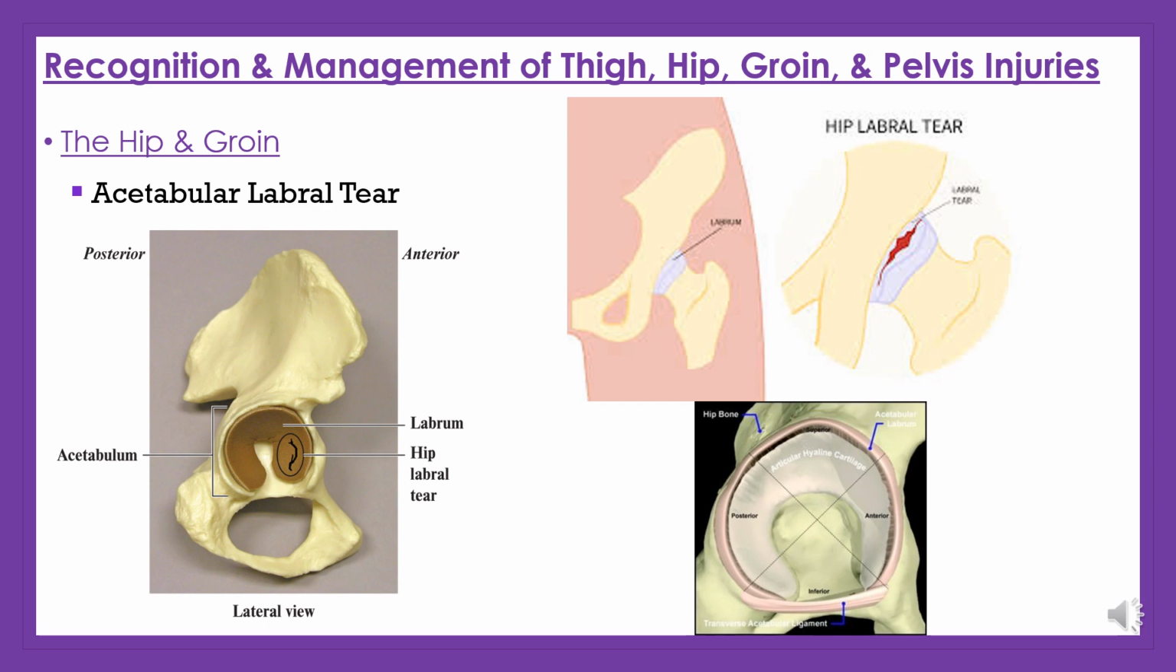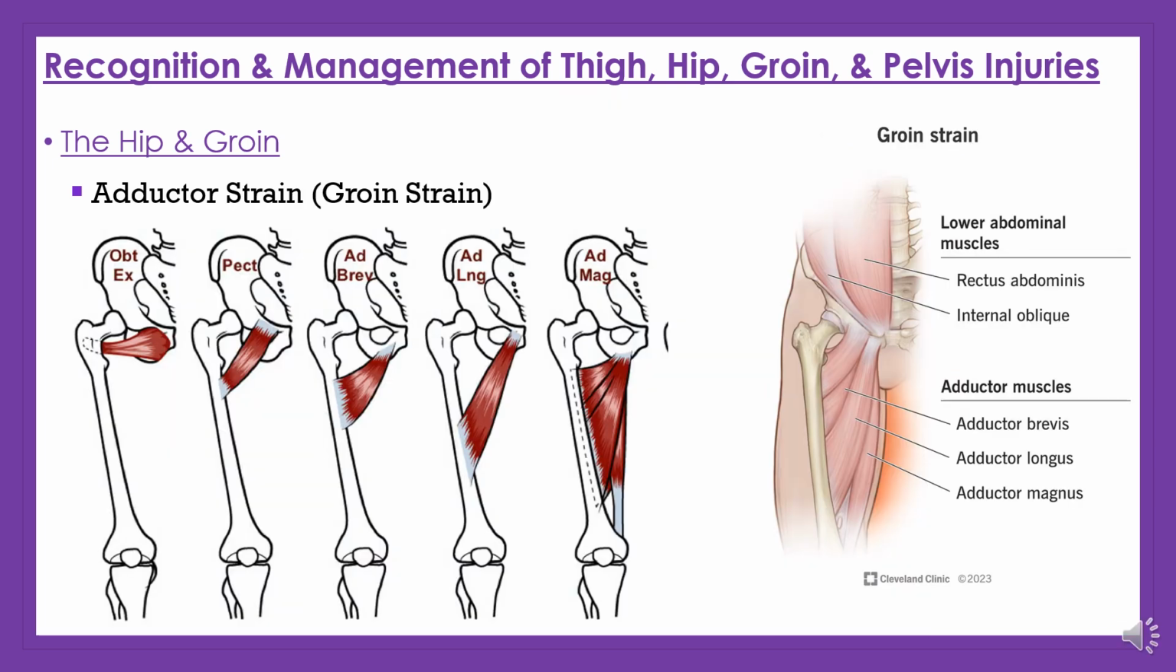Labral tears are very similar to meniscus injuries in the knee. The patient will typically not have a ton of pain at rest, but they will have quite a bit of discomfort with movement and will most likely also feel a clicking sensation within their hip. Depending on the severity of the labral tear, the individual might be able to work through the injury conservatively, or they may need surgical intervention to correct the labral tear and return to their full athletic ability.